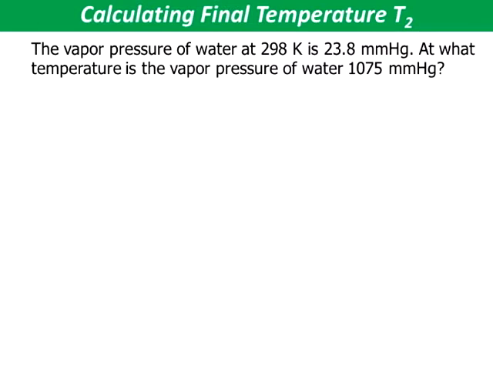So let's work another problem solving for T2. The vapor pressure of water at 290 K is 23.8 millimeters of mercury. At what temperature is the vapor pressure of water 1075 millimeters of mercury?